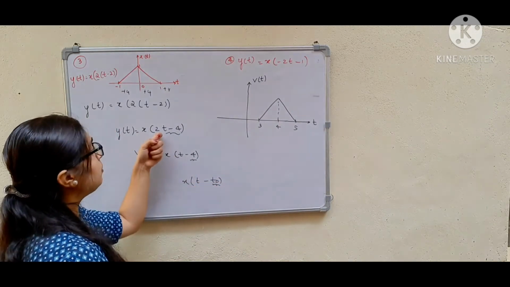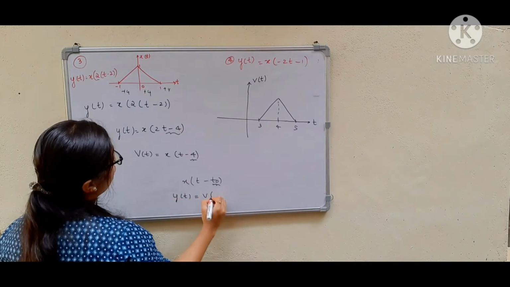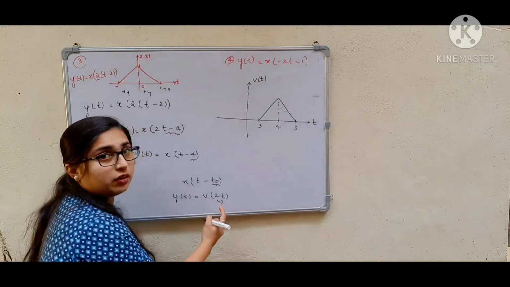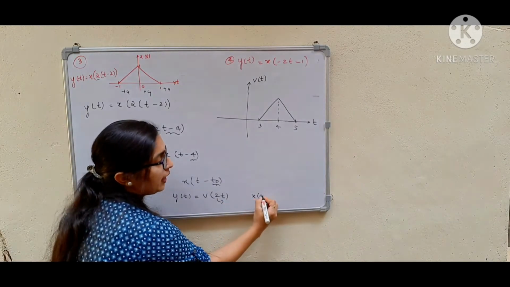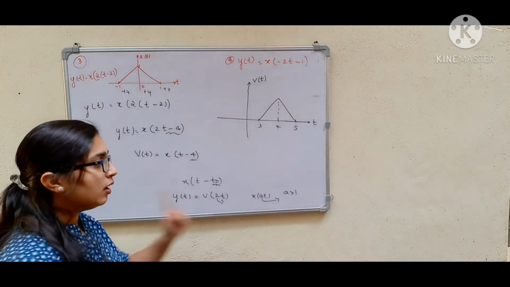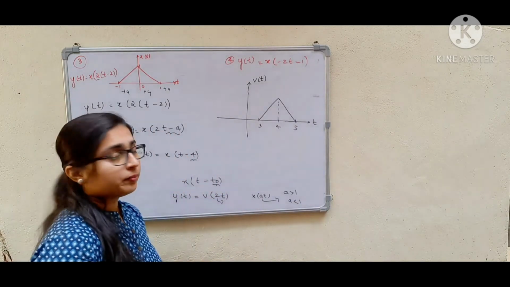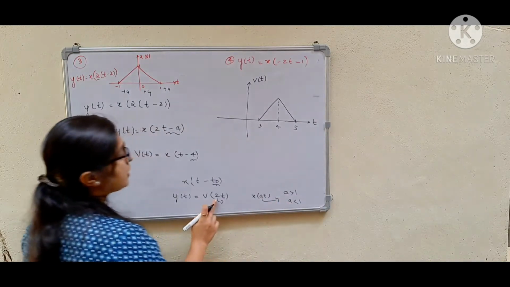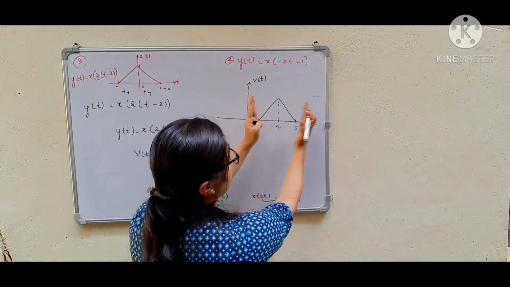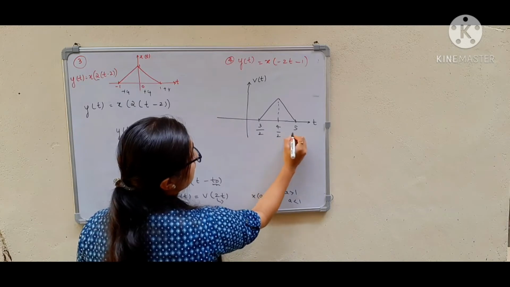Now I have to perform the scaling operation. That means y of t will be equal to v of 2t. Here the scaling factor is a, that is x of at. If a is greater than 1, we are going to get the compressed version. If it is less than 1, we are going to get the expanded version. So here a is greater than 1, that means we are going to get the compressed version. That means the signal is going to be compressed like this. So that is divided by 2. It becomes divided by 2.